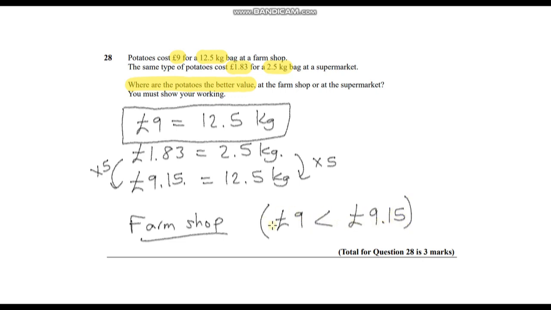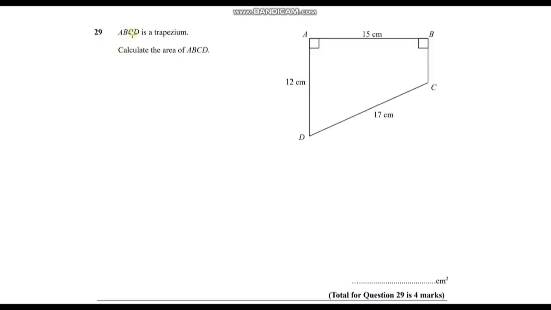It's quite obvious, but let's just conclude by saying that to buy 12.5 kilograms from the farm shop is £9, and that is less than if we were to buy it from the supermarket. Question 29. ABCD is a trapezium. Calculate the area of the trapezium.